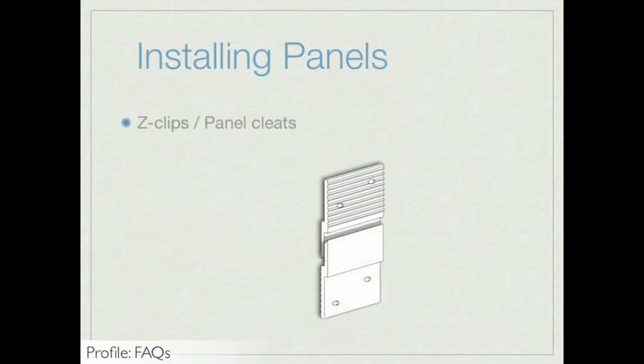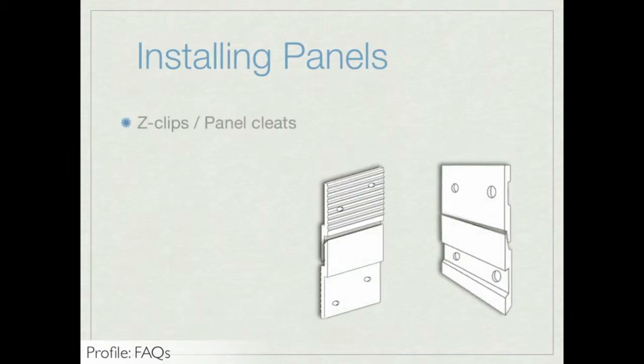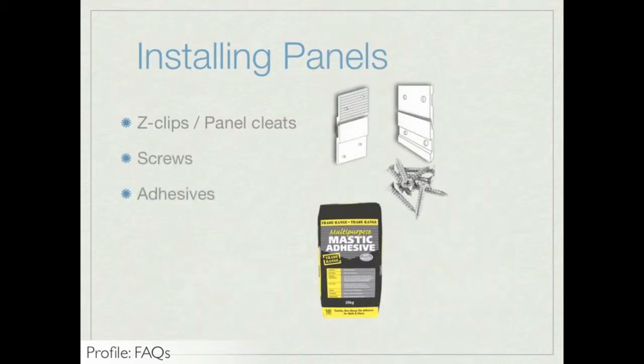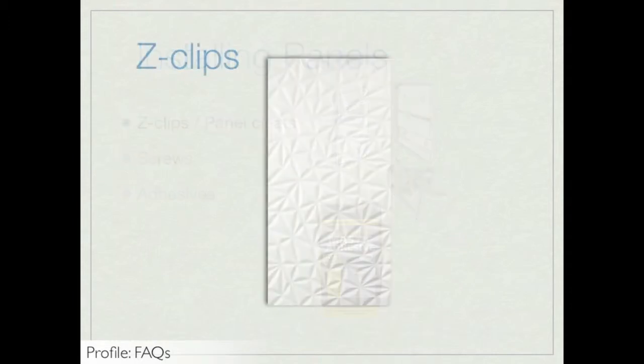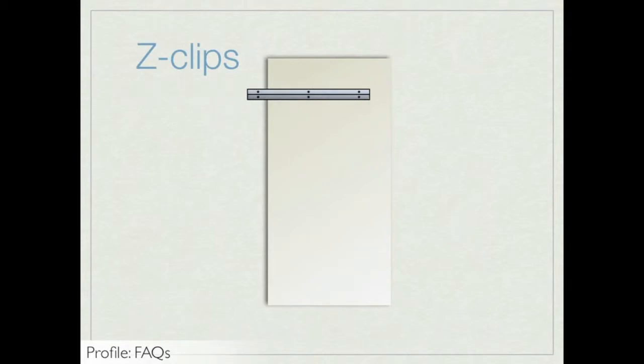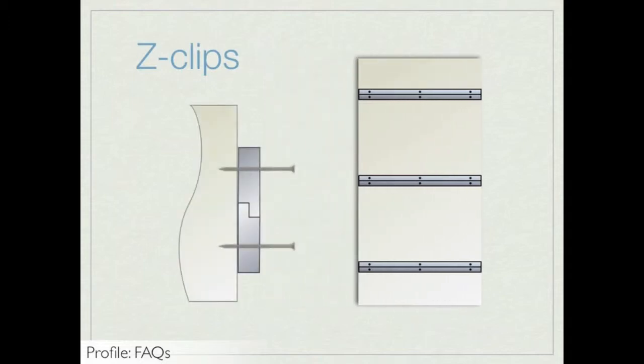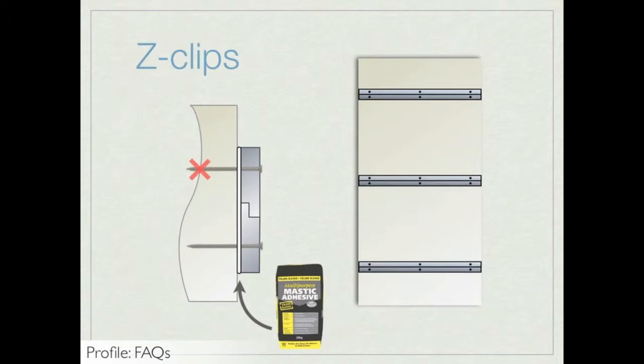Some of the most common ways include the use of Z-clips or panel cleats, screws, or adhesives. To install panels using Z-clips, first, the Z-clips must be attached to the back of the Profile panel. Z-clips should run the entire width of the panel, and special care should be taken with regards to the length and size of the screws used and where the screws are placed so as not to impact the front finish of the panel. Construction mastic or adhesive should also be used to supplement the screws.